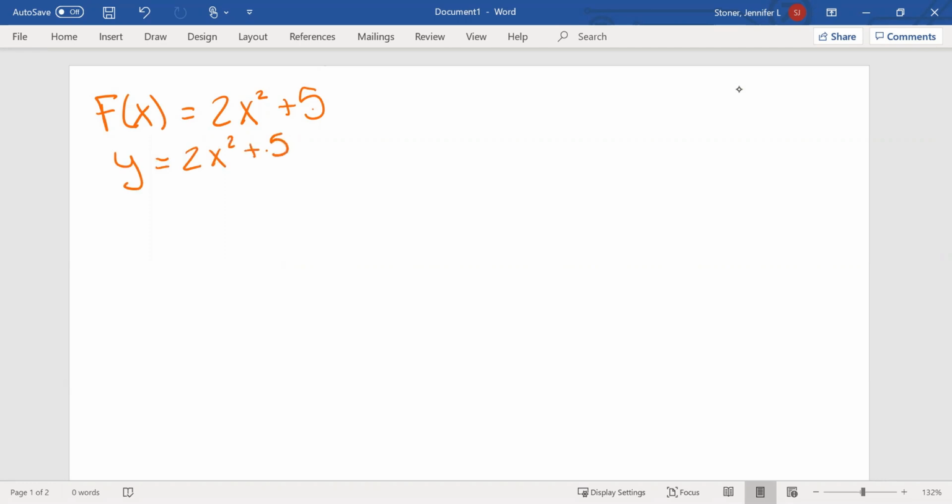Now to find the inverse function, we're going to switch around the x and the y. Instead of y equals, we're going to have x equals, and instead of 2x squared, we're going to say 2y squared plus 5. And now we're going to re-solve for y.